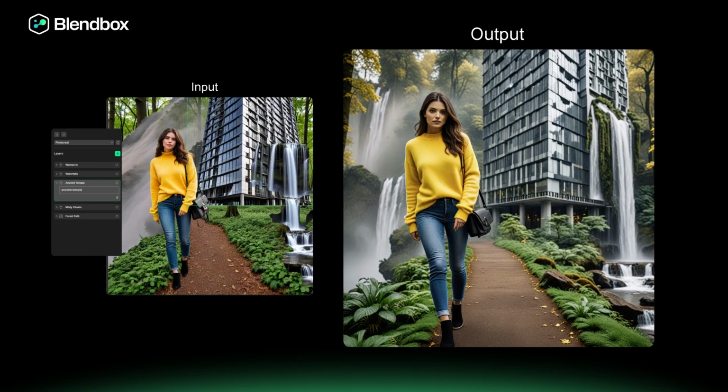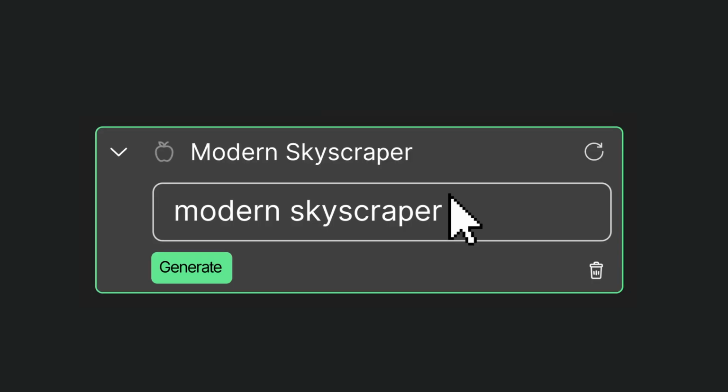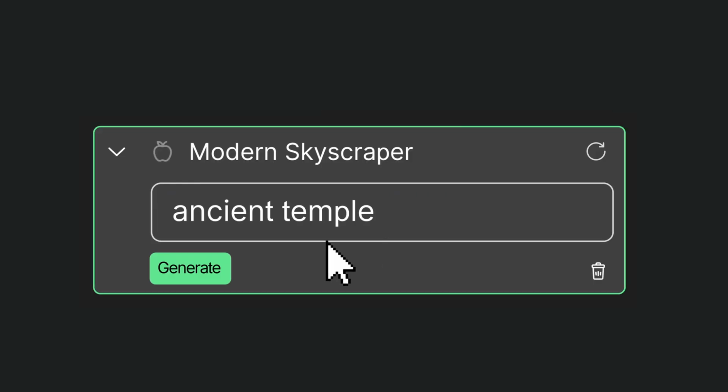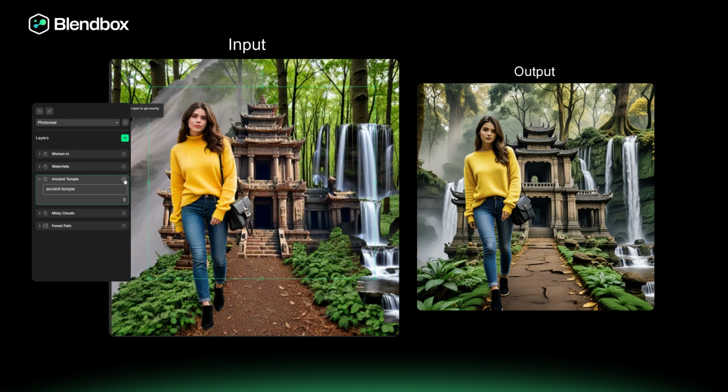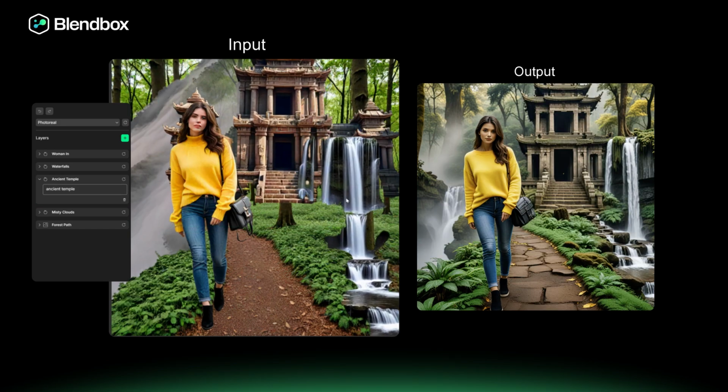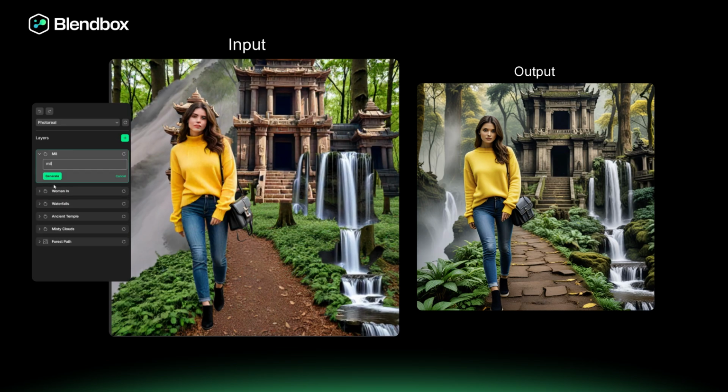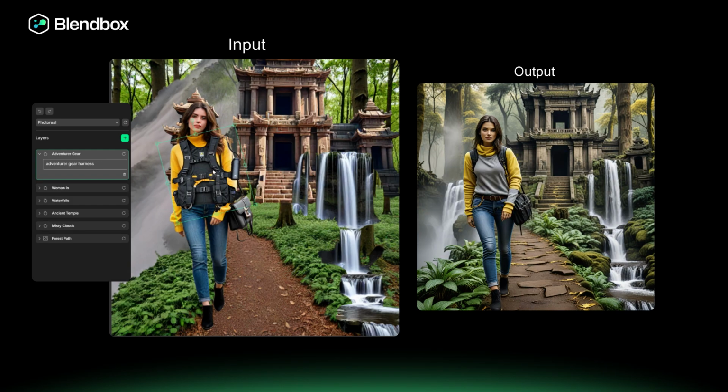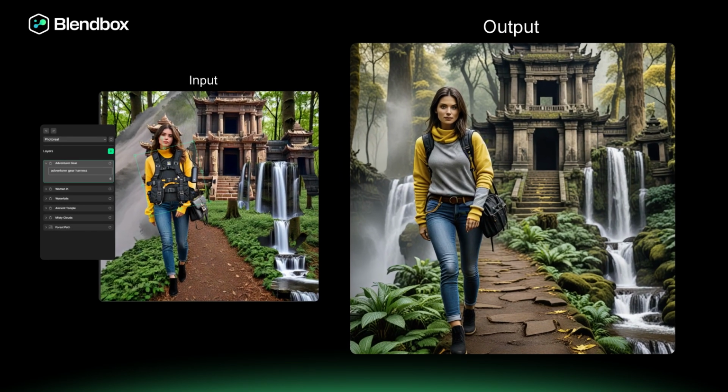And in Blendbox, you're free to change your mind at any time. Let's transform our modern skyscraper into an ancient temple without starting over. And object stickers, by the way, aren't just images. They're concepts that can be combined in satisfying ways. We can turn our woman into an adventurer simply by layering a military harness on top of her.